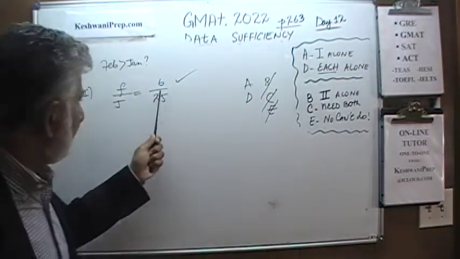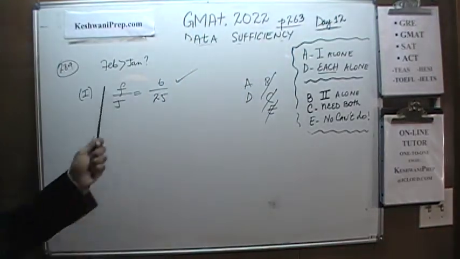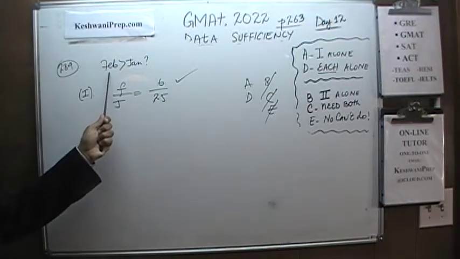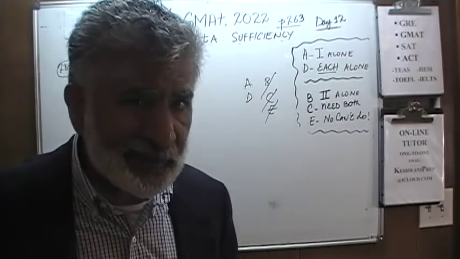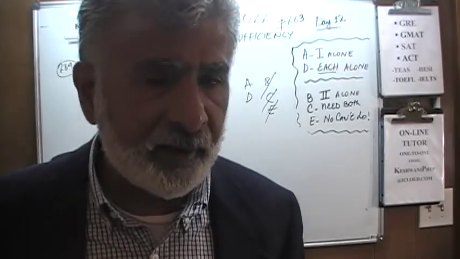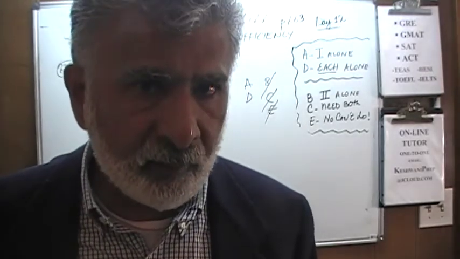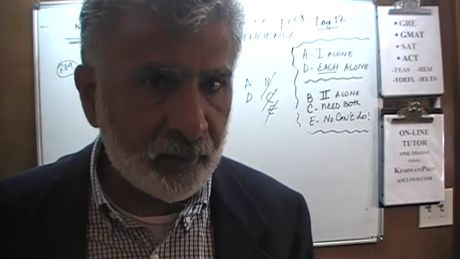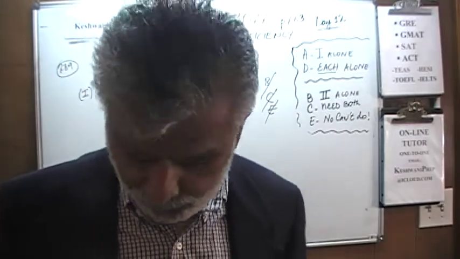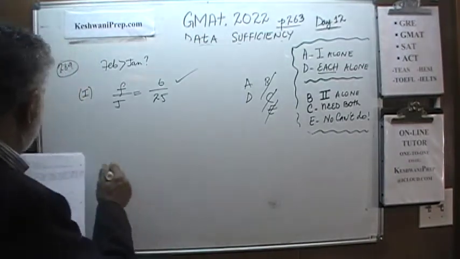If the ratio had been 6 to 25, now the question is, was the bill in February greater than January? The answer is no, it was not. The answer does not need to be affirmative. All that is required here is that we are able to give a definitive answer. Yes, it was. No, it wasn't. As long as we can do that, we have sufficient data. Let's look at second statement.